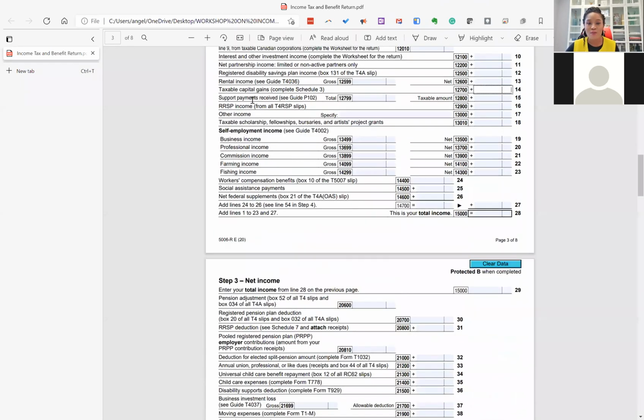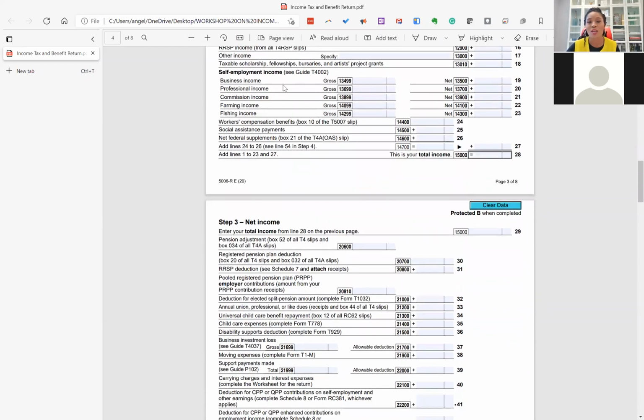Support payments received, those are clear enough. There's a taxable amount, and I'm just going to come down here to self-employment income because this is a major one. Business income, what's the gross and net amount, and if it's a professional, it shows that as well. What's important about this again is if you're seeing a high gross income and a small net amount, you need to go back and look at, okay, what are the expenses that are being written off?